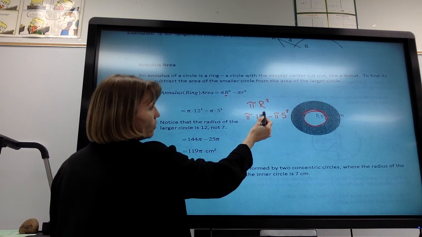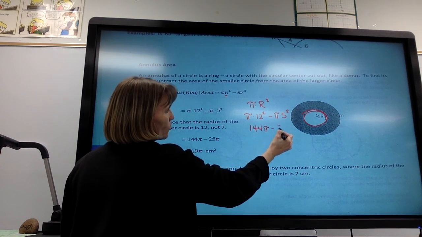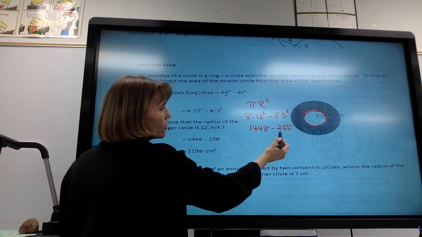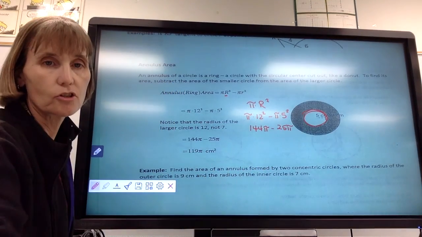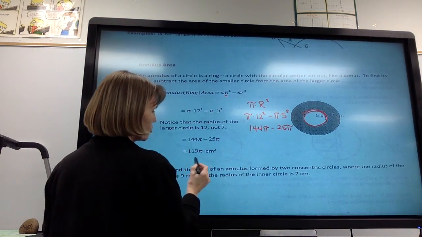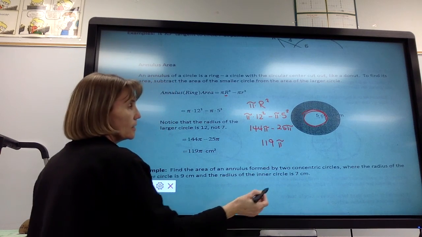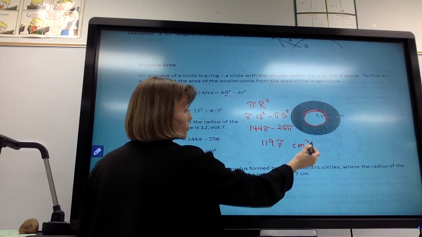Okay, so 12 squared would be 144 pi minus 5 squared, which is 25 pi. Now with these two, you can subtract them because they both have pi in them. So if you take 144 and you subtract 25, you're going to get 119 pi. And it's an area, so we would say centimeters squared.